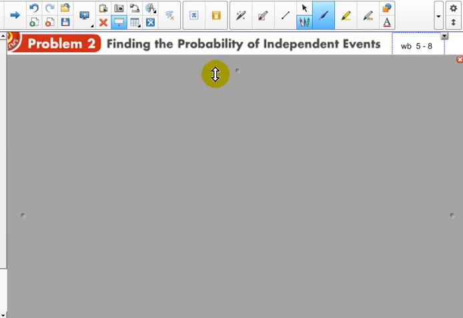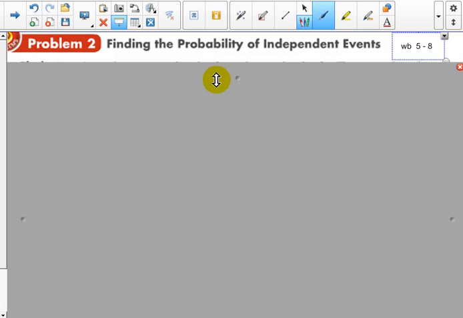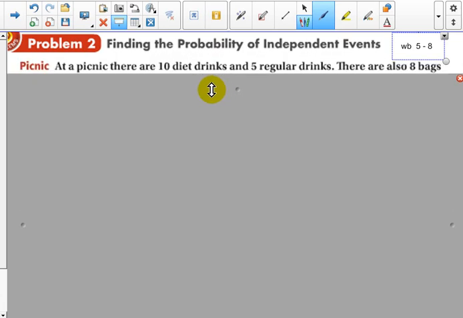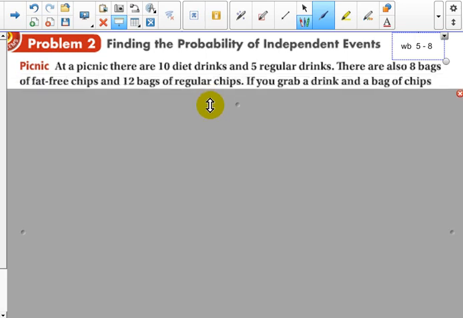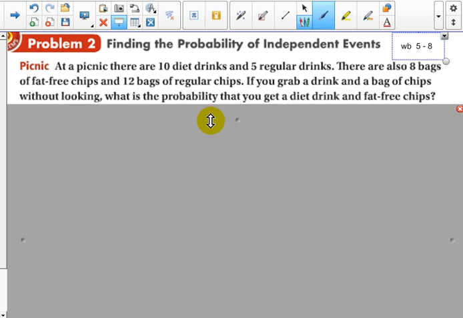So let's look at this probability of independent events. At a picnic, there are 10 diet drinks and 5 regular drinks. There are also 8 bags of fat-free chips and 12 bags of regular chips. If you grab a drink and a bag of chips without looking, what is the probability that you get a diet drink and fat-free chips?